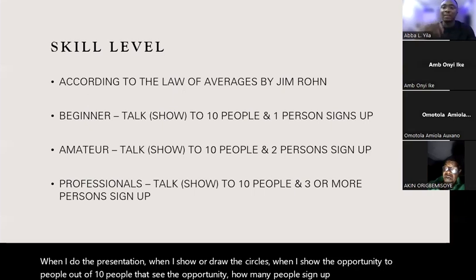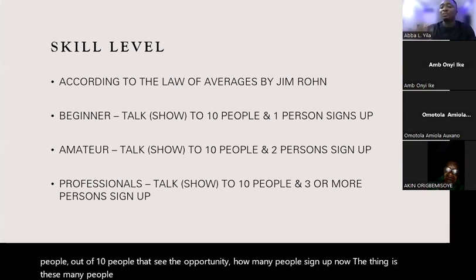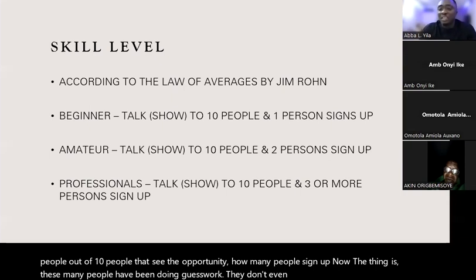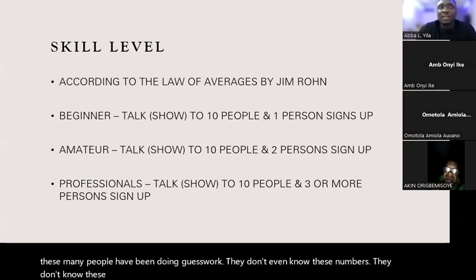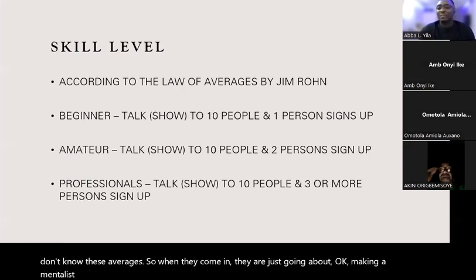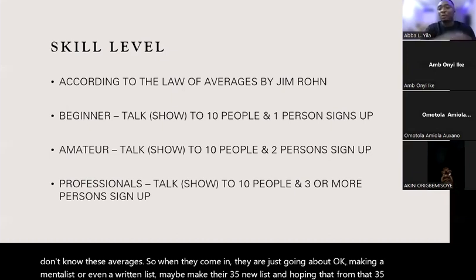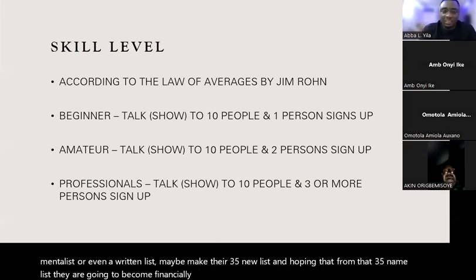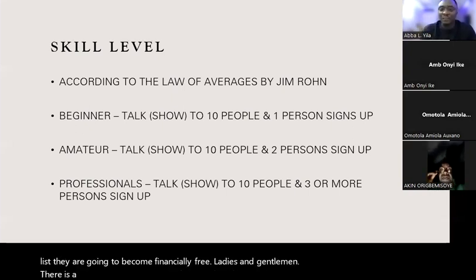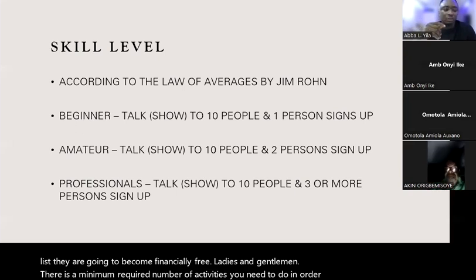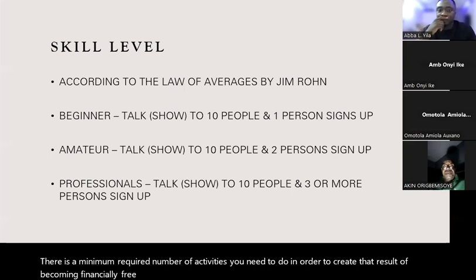Now, the thing is this, many people have been doing guesswork. They don't even know these numbers. They don't know these averages. So when they come in, they are just going about, okay, making a mental list or even a written list, maybe make their 35 name list and hoping that from that 35 name list, they are going to become financially free. Ladies and gentlemen, there is a minimum required number of activities you need to do in order to create that result of becoming financially free and raising financially free people.